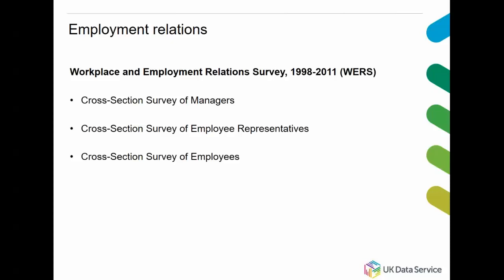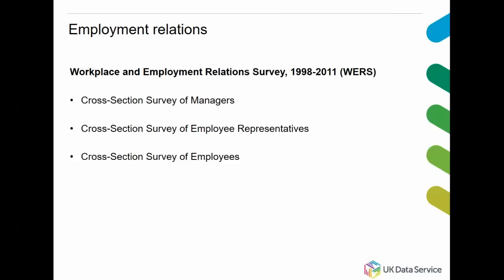The information from the cross-section survey of employee representatives includes structure of representation at the workplace, time spent on representative duties, means of communication with employees, incidents of negotiation and consultation over pay and other things, involvement in redundancies, discipline and grievance matters, and quite a lot of other stuff as well.